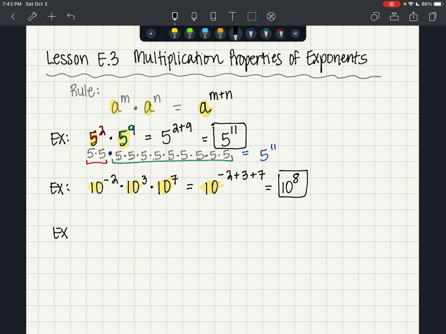Let's try another one. This time we're going to use variables. X to the 0 times x to the 7th times x to the negative 1. Well, they all have the same base, so we retain that base, and we add the exponents. So 0 plus 7 plus negative 1, which is 6. X to the 6th power.